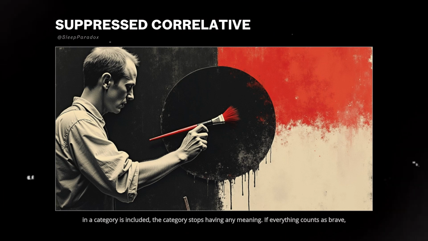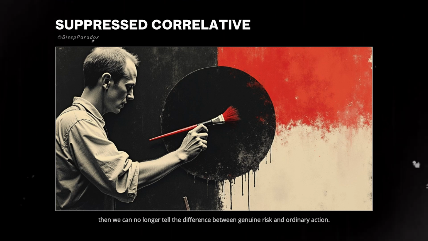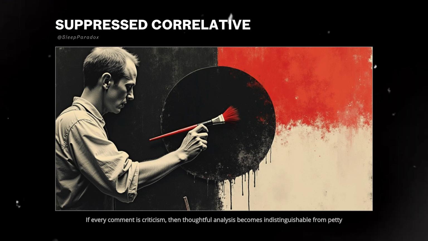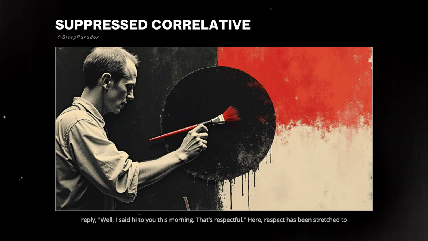But when every item in a category is included, the category stops having any meaning. If everything counts as brave, then we can no longer tell the difference between genuine risk and ordinary action. If every comment is criticism, then thoughtful analysis becomes indistinguishable from petty attack. This fallacy sneaks into everyday speech. Someone complains about being disrespected. The reply, well, I said hi to you this morning, that's respectful. Here respect has been stretched to such a basic gesture that the original complaint becomes invalid by definition. It turns the term into a rubber band, elastic enough to cover anything, but too flimsy to hold anything together.